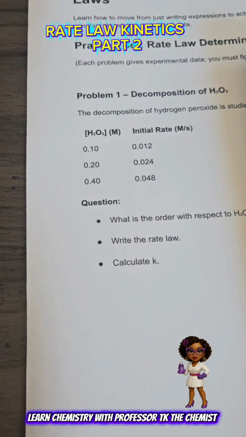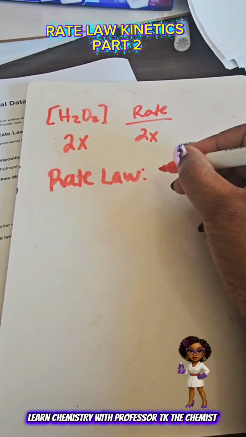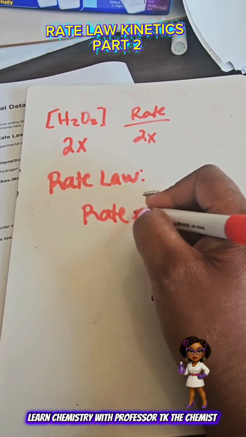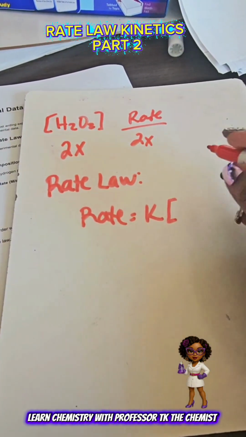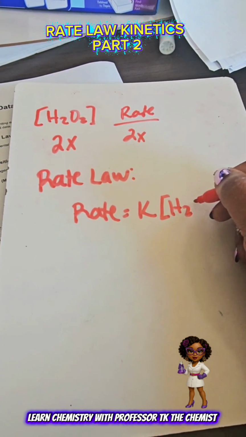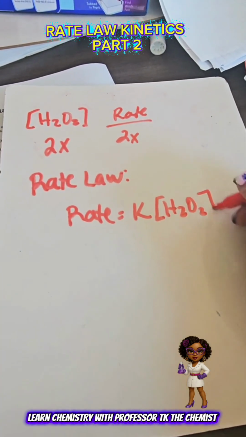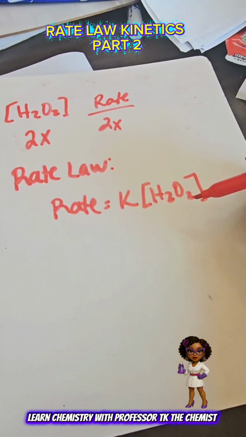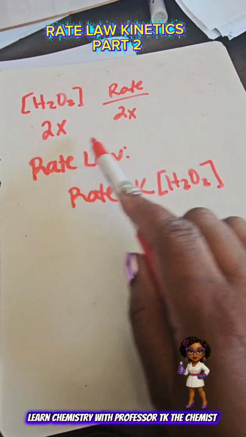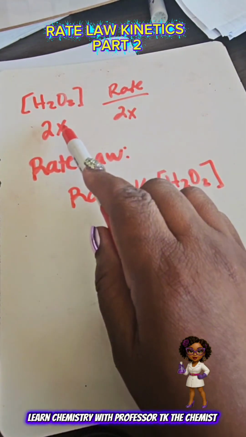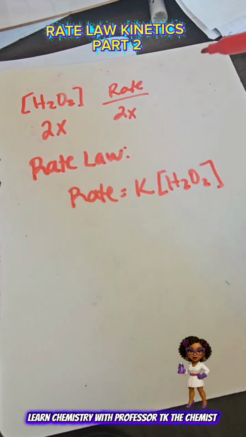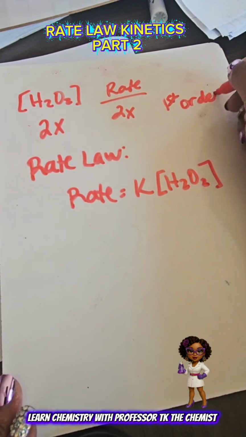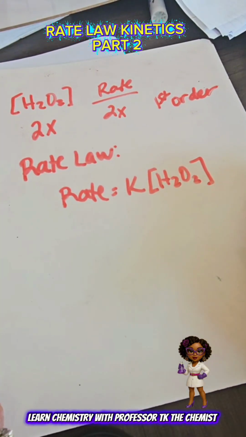So you want to do several different types of observations. Here, we have to say that the rate equals K times, and we're only looking at the reactant side. So what you've got right here is the rate law. Because your concentration doubled and your rate doubled, this would be first order.